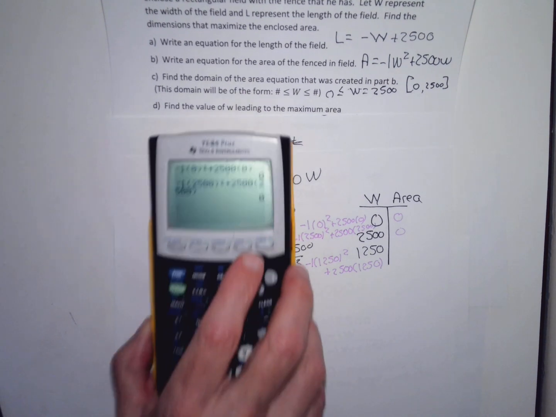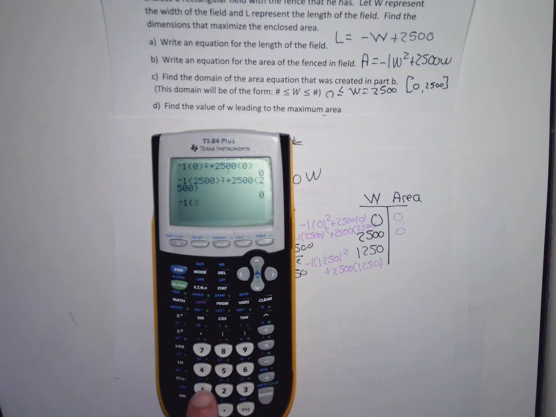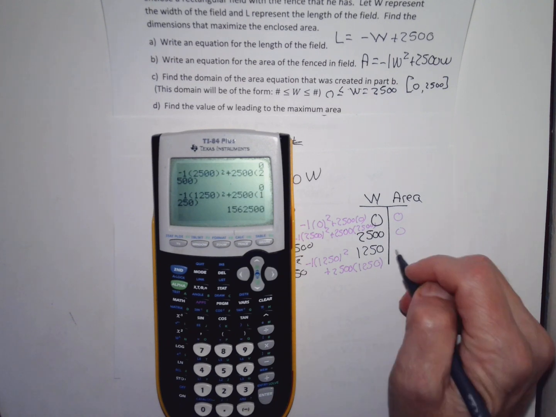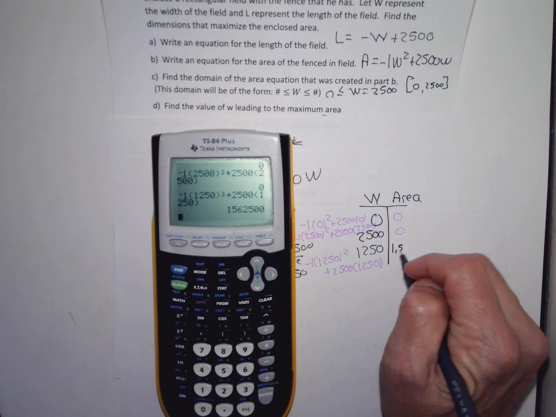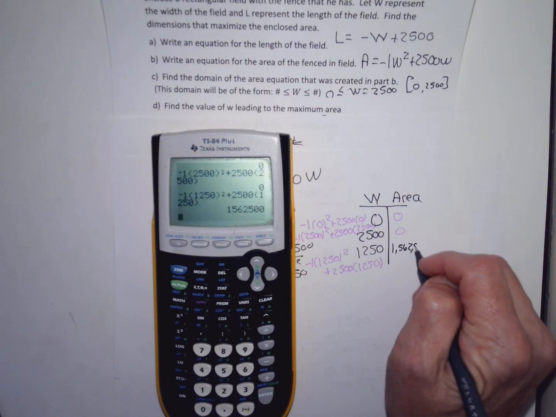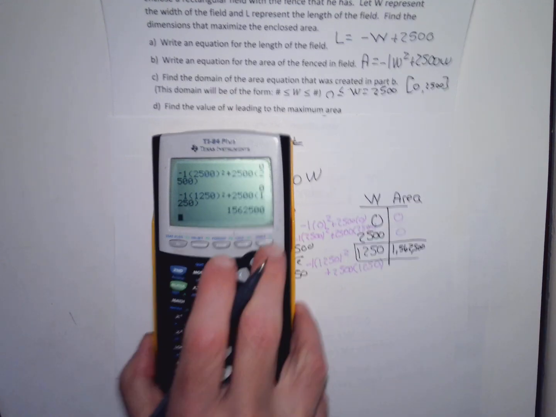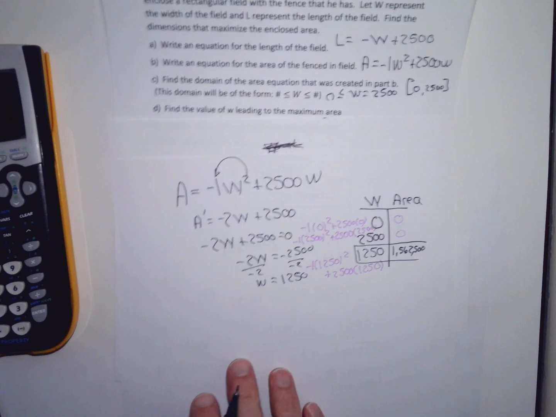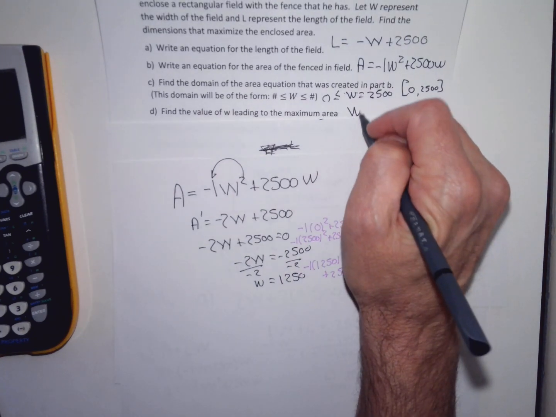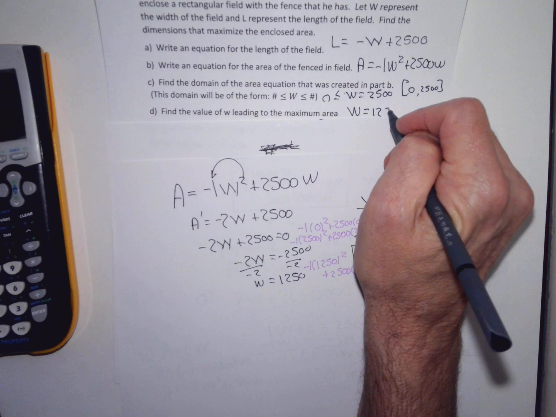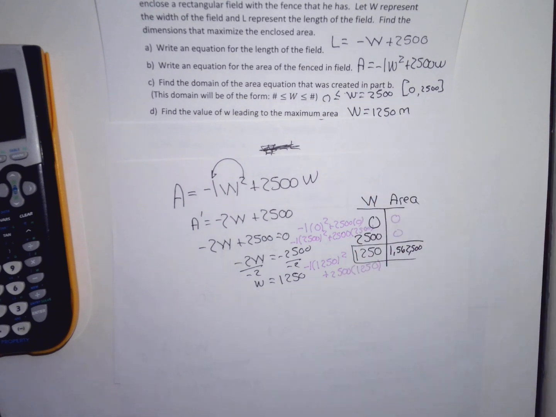And then lastly, negative 1 times 1,250 squared plus 2,500 times 1,250. And that gives me 1,562,500 square meters for the area. This is clearly where the maximum is. And in part D, it just wants the width that gives the maximum area. And so I'm going to write my width as 1,250 meters of fencing.